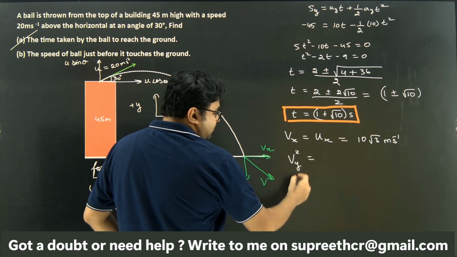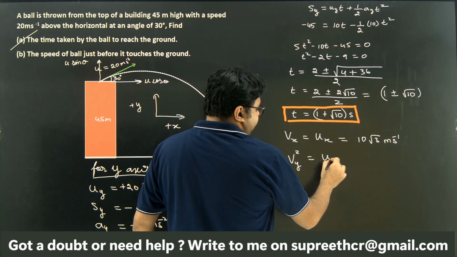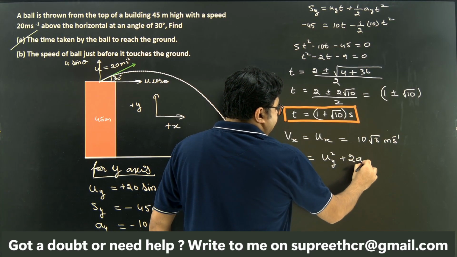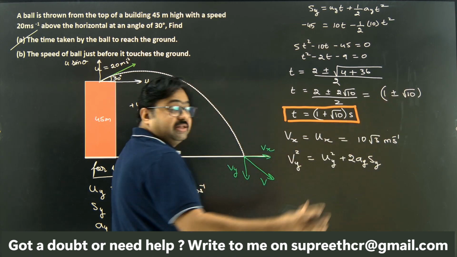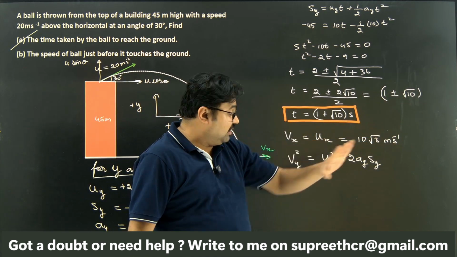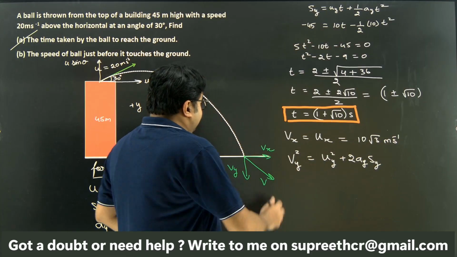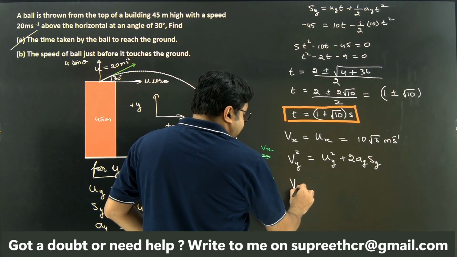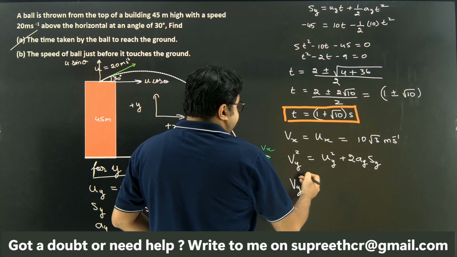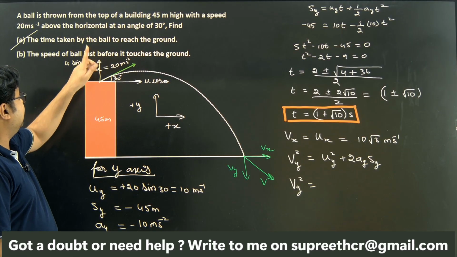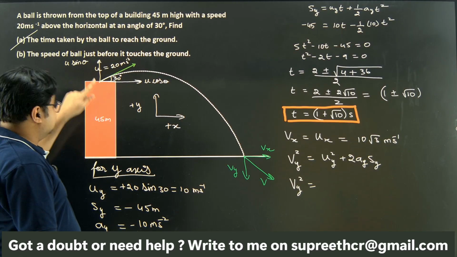I would like to use v square is equal to u square plus 2as, all along the y axis, because we have taken care of the x direction already. So Vy square is equal to uy square plus 2 ay into sy. Vy square has to be figured out. Let's do that. It's equal to uy square. Is there an initial velocity in the downward direction? No, but it is there in the upward direction. How much is that? U sin theta.